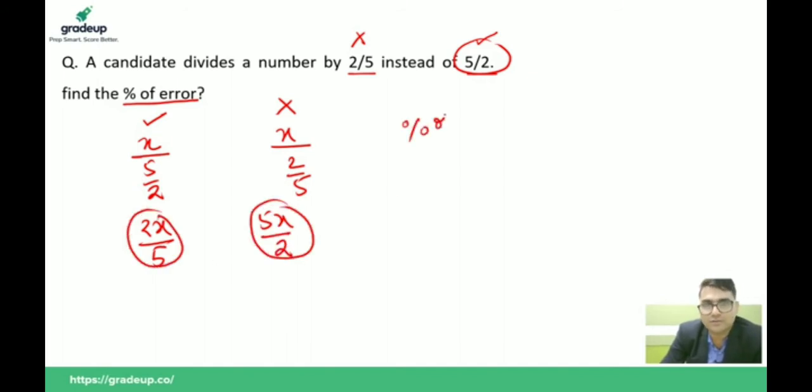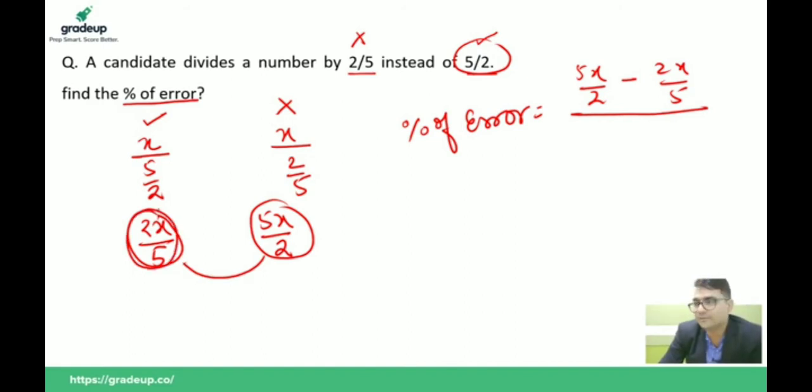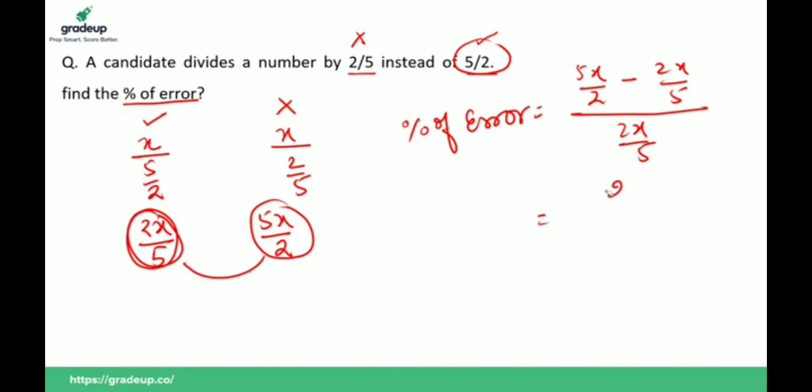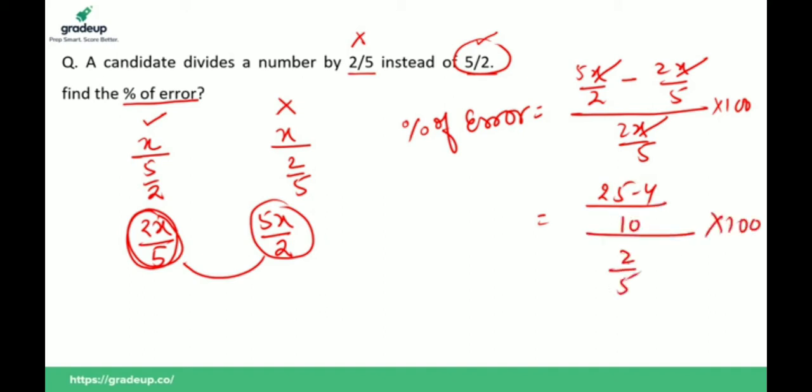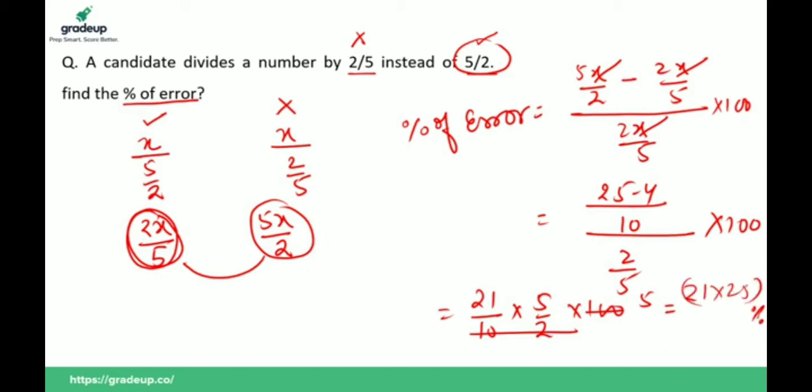Then we have to find the percentage of error. So 5x by 2 minus 2x by 5 is the error. And we have to find the percentage of error through the right answer, 2x by 5. Now this will become 25 minus 4 divided by 10. We can cancel the x. This is 21 by 10 into 5 by 2 into 100. 5 5s are 25, so 525% will be the percentage of error. Okay, guys, is there any doubt?